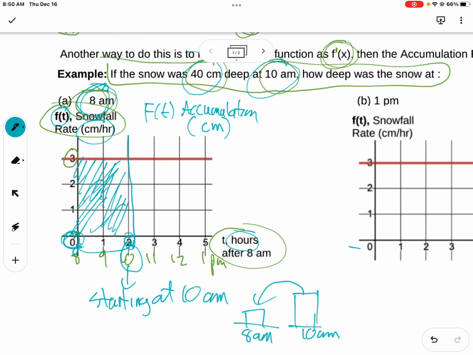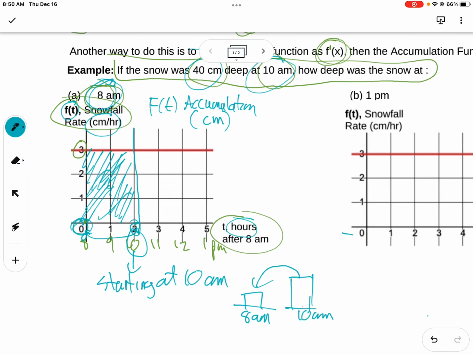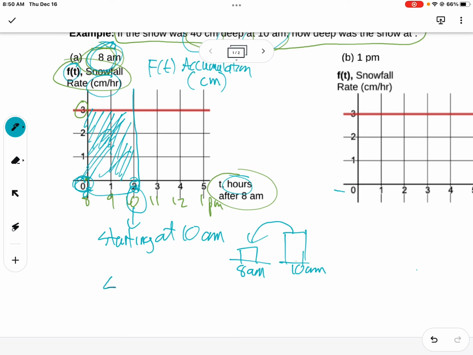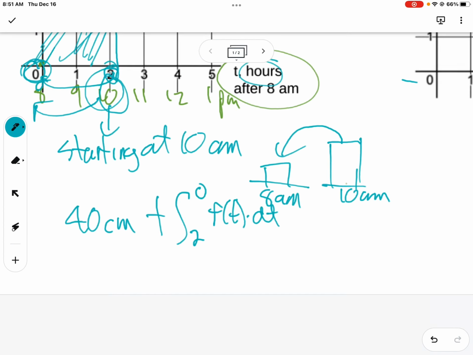So the snow is 40 centimeters deep at 10 a.m. How deep is the snow at 8 a.m.? Okay, so here's what I know. I know the snow is 40 centimeters deep. And then I'm going to add on the accumulation from x equals 2, which is 10 a.m., to x equals 0, right? I have to, because I know 10, so I'm working backwards to 8 a.m. And then I'm going to put f of t dt, because it's not x, it's t.